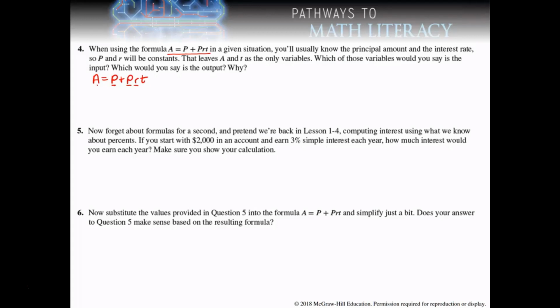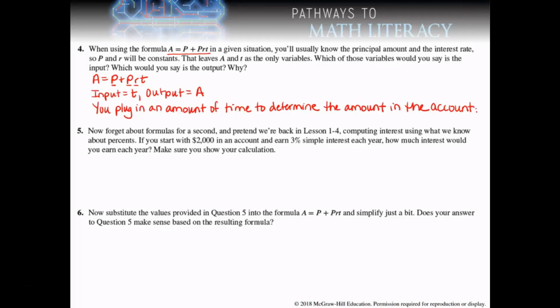In number 5, forget about that formula for a minute and just think about how you calculate interest. If you start with $2,000 in an account and earn 3% simple interest each year, how much interest do you earn each year? Well, 3%, so that would be 2,000 times 0.03, and that gives us $60 per year.